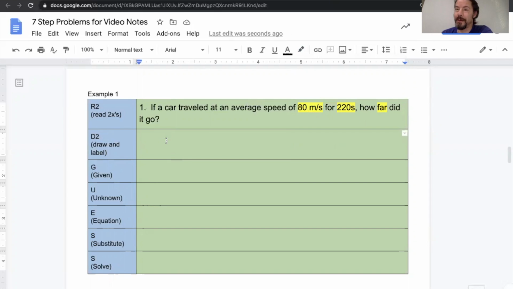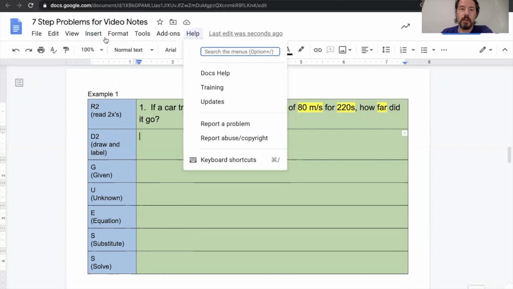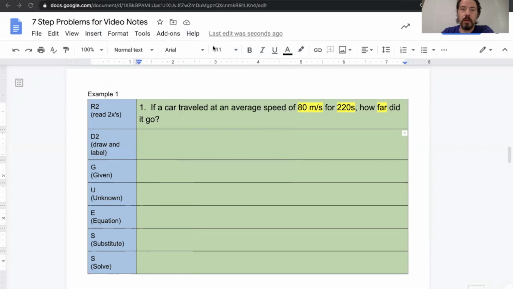Because you're going to do it right here, you're going to draw the picture and label it. And to insert a picture, all you have to do is go to Insert, go to Image, and then you can insert image, and then you can upload from your computer, from Google Drive, or from your camera, but sketch out real quickly the picture. And I've already done that. So let's select my picture here. There's the picture, open. And then that's going to drop into here.